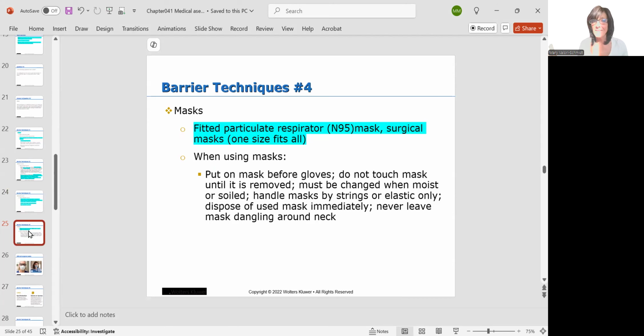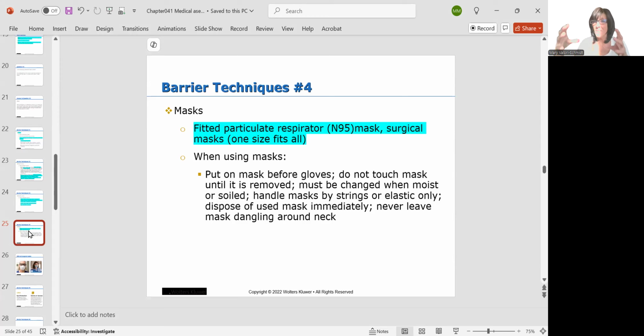Masks, different kinds of masks. So there's a fitted particulate respirator, an N95. That is the mask that's not one size fits all. It's extra small, small, medium, large, extra large. They fit it to you by putting it on, and they do this little poof next to your face of saccharin. You shouldn't be able to smell anything. Saccharin smells super sweet. So if you don't smell it, the mask fits you properly. So that is for airborne precautions, which we talk about in chapter 42.